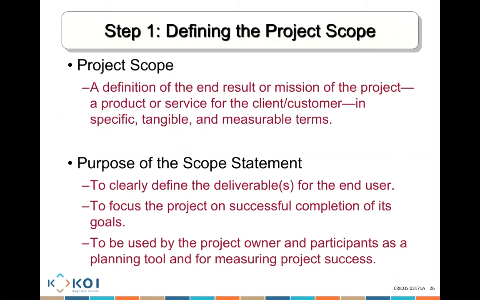What are we actually trying to deliver? A project scope is a definition of the end result or mission of the project, a product or service for the client or the customer in specific, tangible, and measurable terms. So we need to deliver something that is specific. We cannot say we want to deliver a software. We have to know specifically what all of the various functionalities and requirements stipulated in that specific software are that we are trying to deliver. So it's a definition of the result in very specific, tangible, and measurable terms.